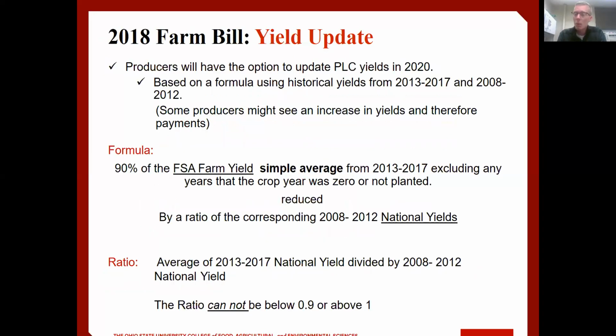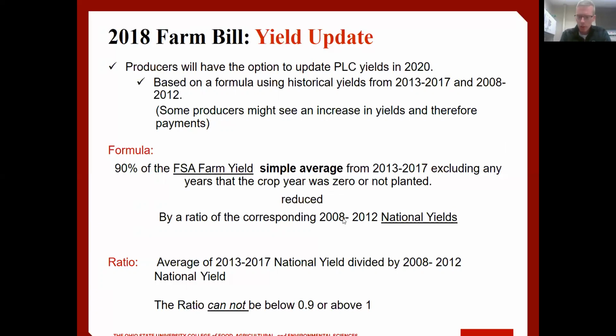The way the yield update works is based on a pretty complicated formula, and I don't want to spend a ton of time on this because we have a tool available and a webinar. But it's 90% of the FSA farm yields on your farm of a simple average of the years 2013 through 2017. So those 5 years, 90% of those 5 years of your farm yields. Again, these have to be verifiable farm records. So crop insurance records tend to be the most common. We're going to exclude any years where the crop was zero or not planted. And again, we describe this in our tool and make it easy for producers to do.